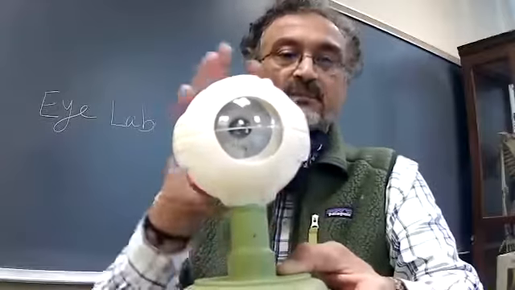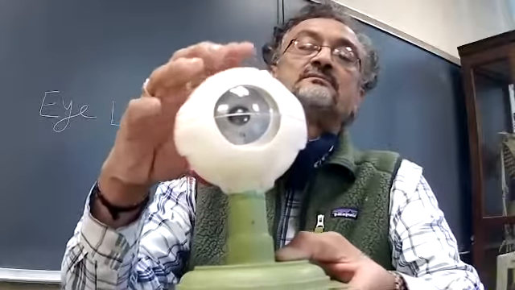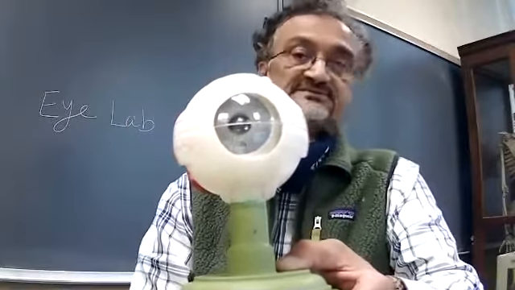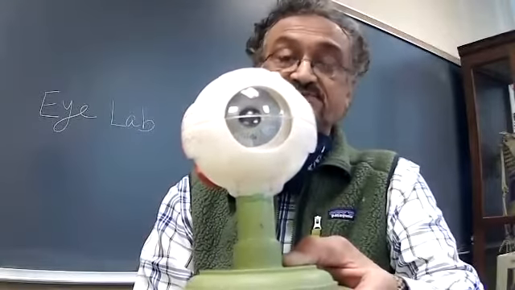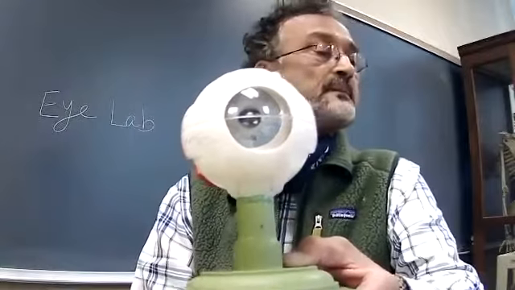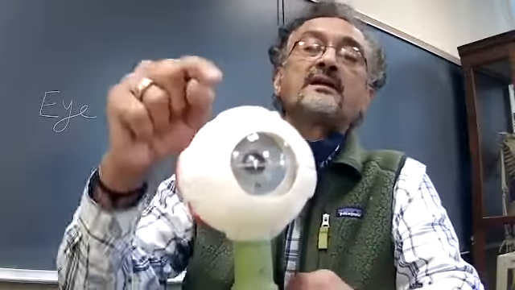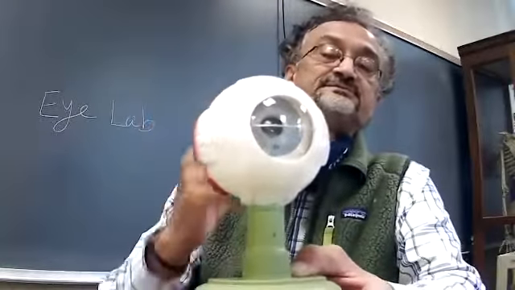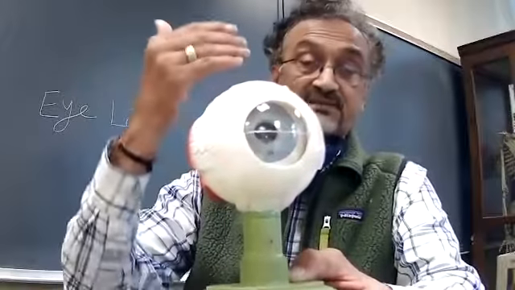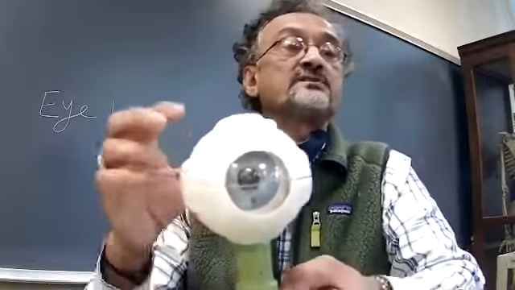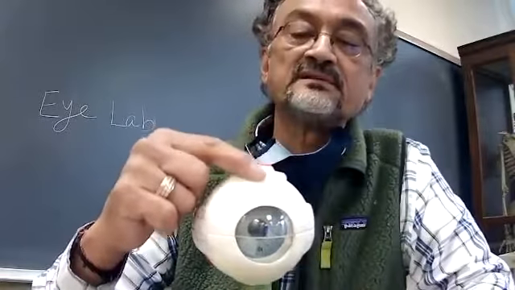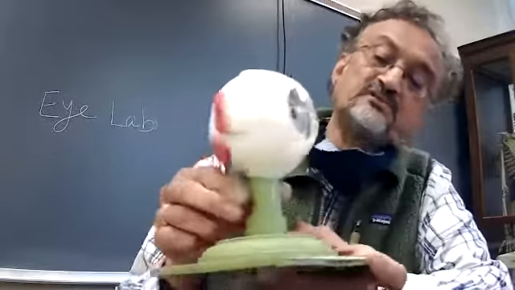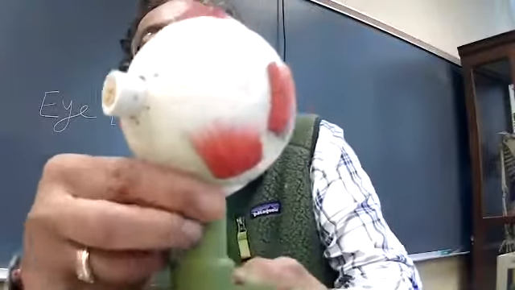The eye is surrounded by a group of muscles, and these are called extrinsic muscles. That means they stabilize the eye. There are six muscles, and they are rectus. That means they are straight in their orientation. So let me show you. This one is the superior rectus, and this one is the inferior rectus.